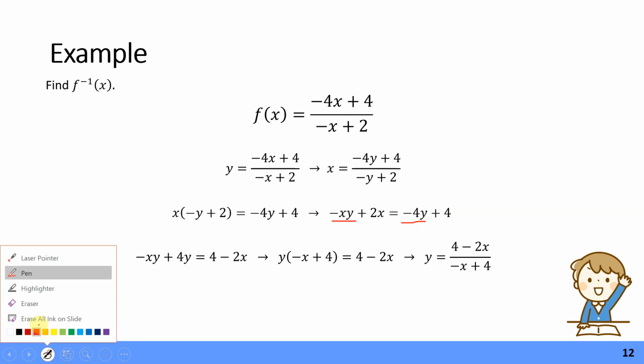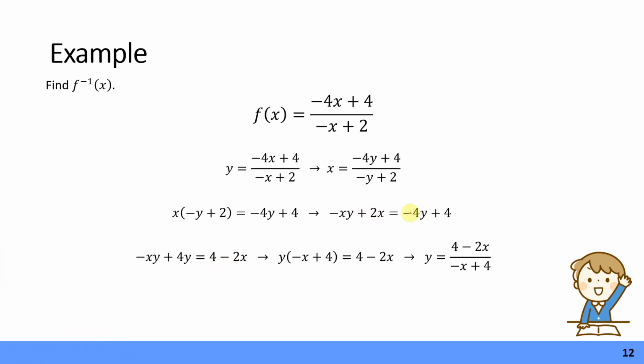If you notice, let me go ahead and just erase this real quick. This one has a y, so it stayed here. This one has a y, so it's gonna join this one. It's gonna come to this side. But since it's negative, when it came to this side, it became a positive 4y.